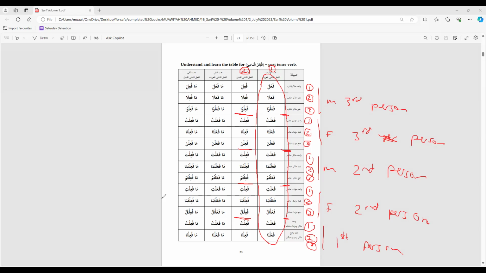Very good, mashallah. I'll read it all once, and then if you can repeat it 3 times after that.